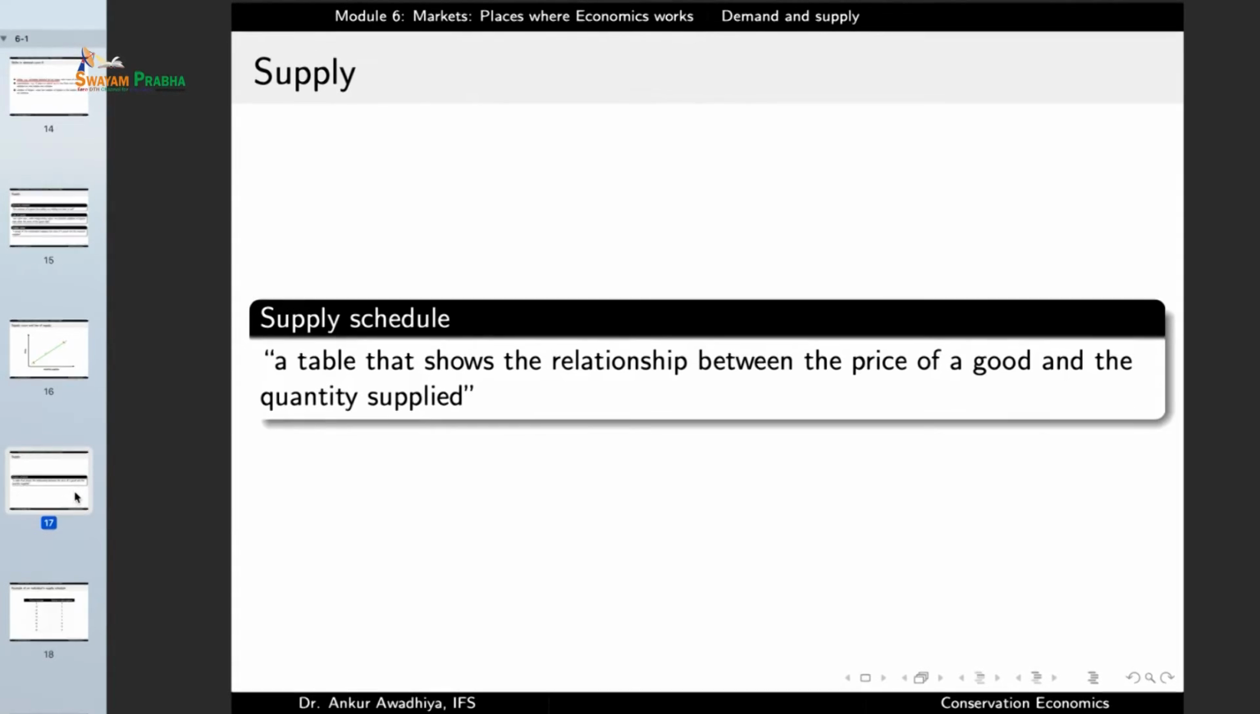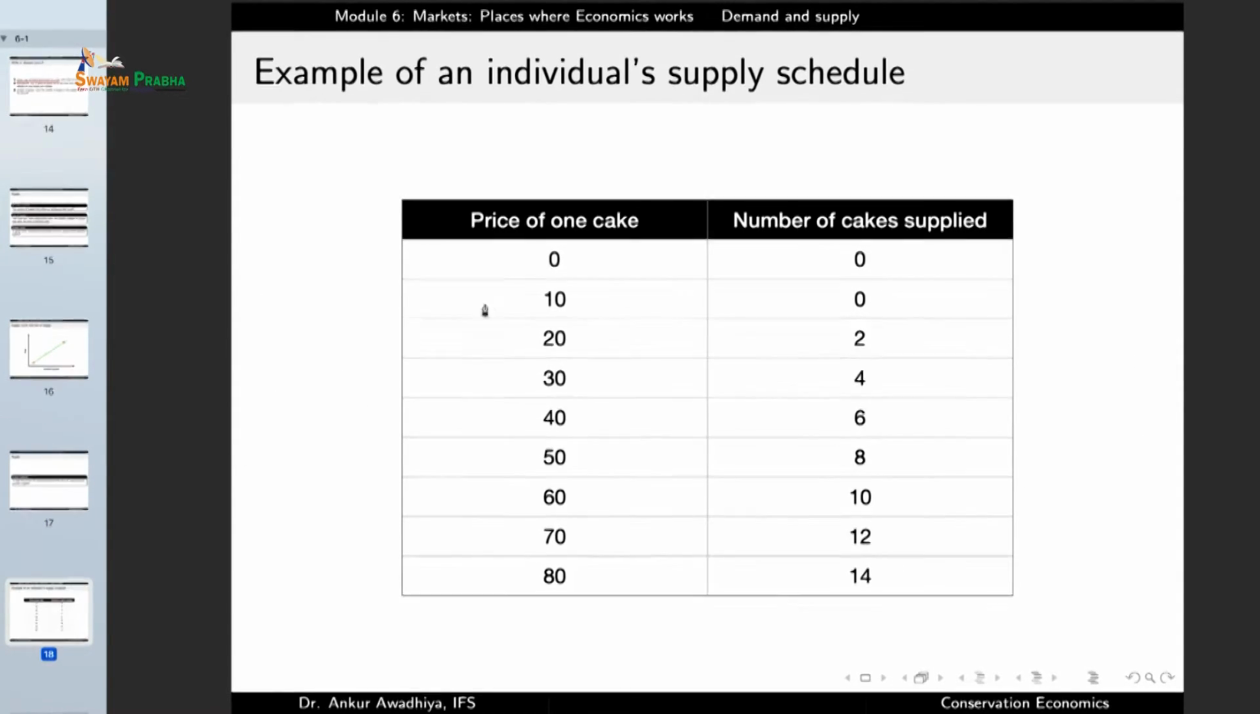A supply schedule is a table that shows the relationship between the price of a good and the quantity that is supplied. So this is a supply schedule, the price of a cake and the number of cakes that are supplied. If the price of a cake is 0 rupees, then probably no seller will be supplying any cake because it will only result in a loss because there is a cost involved in making the cake. If the price of one cake is 10 rupees, then again, if the cost of manufacturing is greater than or equal to 10 rupees, then no seller will be able or willing to supply the cake.